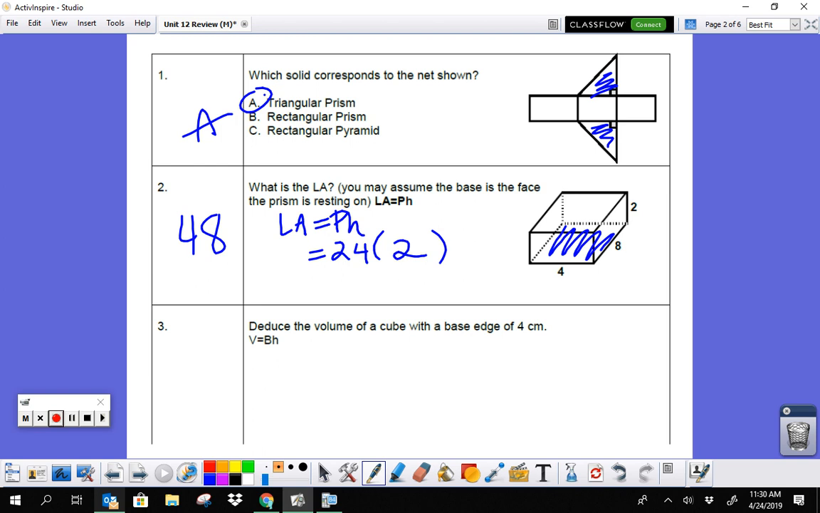Number 3, deduce the volume of a cube with a base edge of 4. Okay, and it says here volume equals base times height, but you could also use volume of a cube on the formula chart, which is e cubed. Okay, so that's going to be 4 cubed, and 4 cubed is 64.